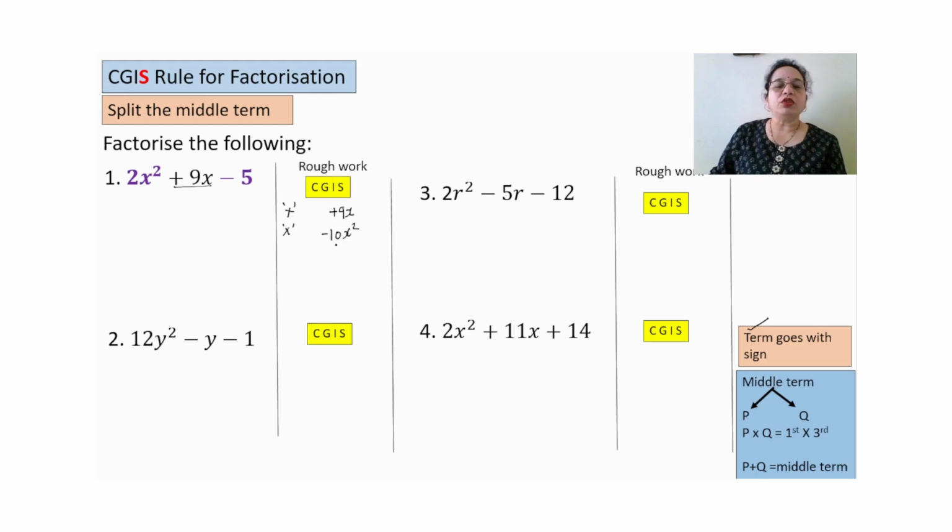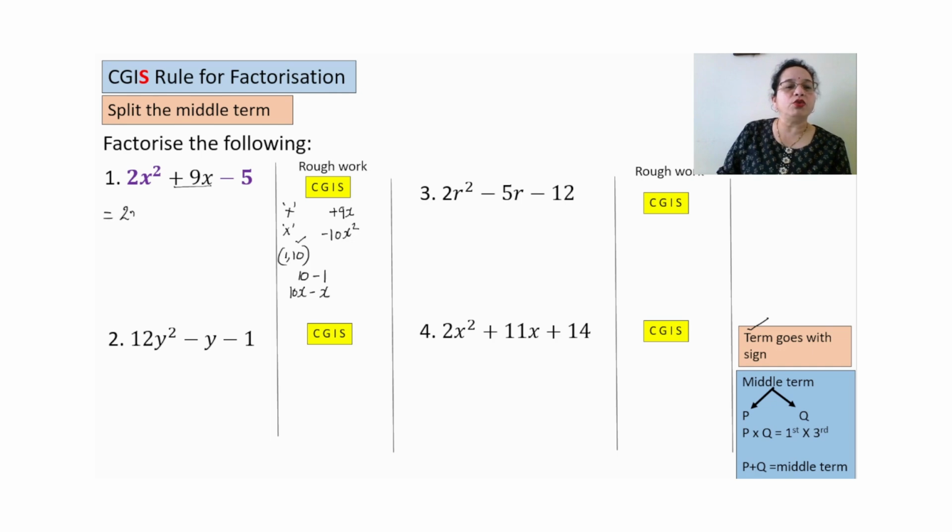Now we will find out the factors of 10. This we have already done in grade 6. So factors of 10 will be 1 and 10. 10 multiplied by 1 will give you 10, and if we subtract we will get 9. It means our two factors are 1 and 10. How will we write down? Since the middle term is positive, this should be 10 minus 1, and with the variable this will become 10x minus x. So we got our two middle terms.